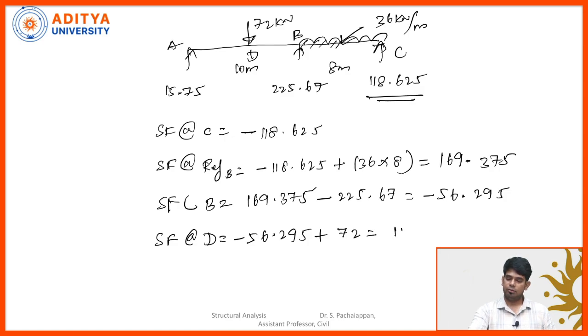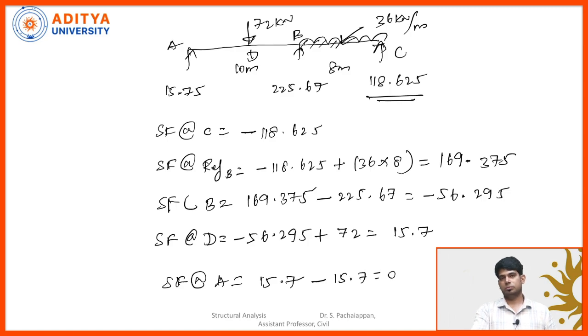So I will be getting 15.7, and then shear force at the point A, 15.7, and then we have the upward force which we need to put negative. So 15.7 minus 15.7 equal to 0. This 0 represents we did the calculation correct. But actually what does it mean? The shear force at A is not equal to 0. The shear force at A is 15.7.